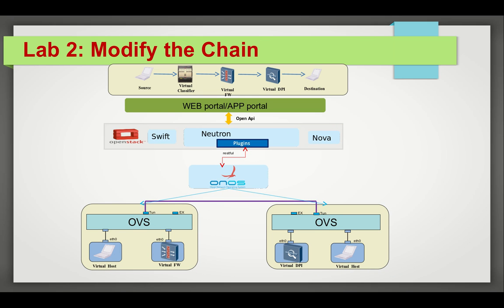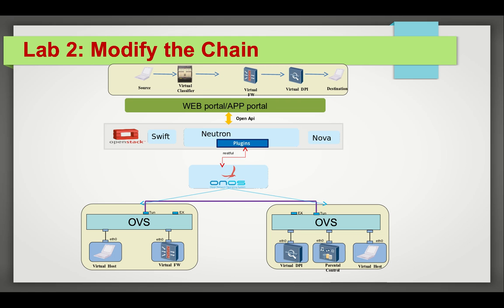Second scenario is modifying the chain. I'm going to insert a parental control service function in the beginning of the chain so that from the classifier the packet will come to the parental control service function first, and then it goes to the firewall, and then it goes to the DPI, and then it goes to the destination.